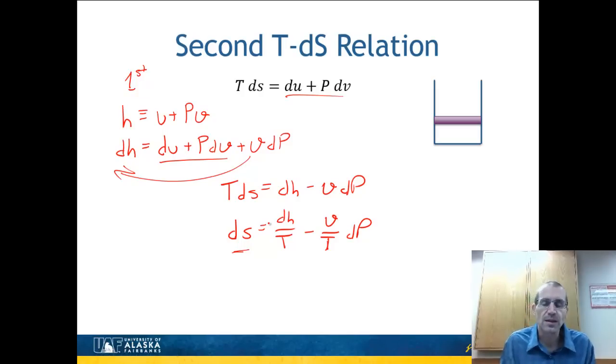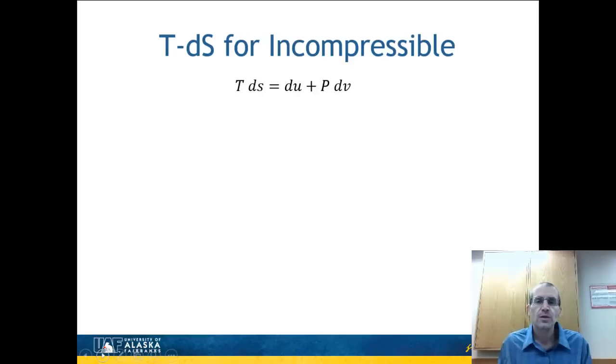I like to think of them as a set of wrenches where one may be metric and one is English. They both turn bolts, but some just tend to work a little bit better than the others. And we'll end up using both relations in the next few modules. So let's look at what happens to this TdS relationship if I have an incompressible material.